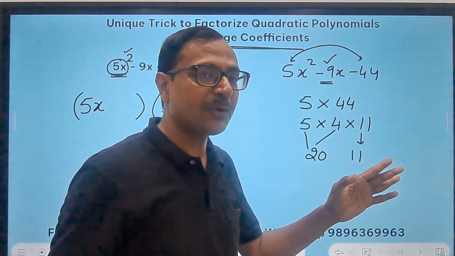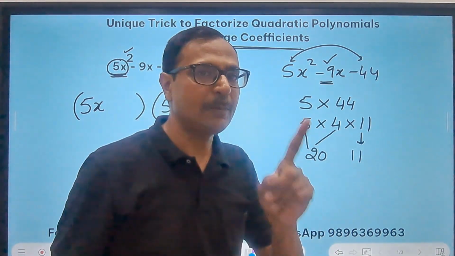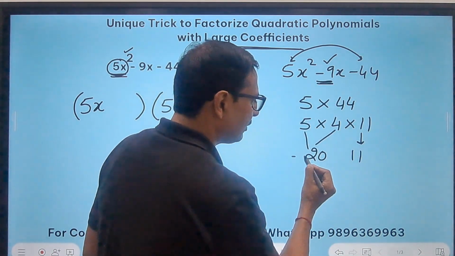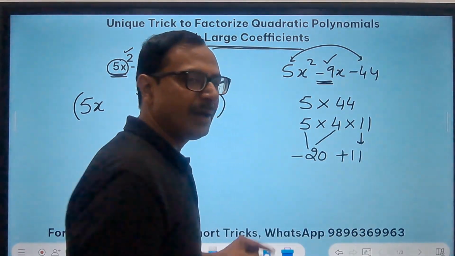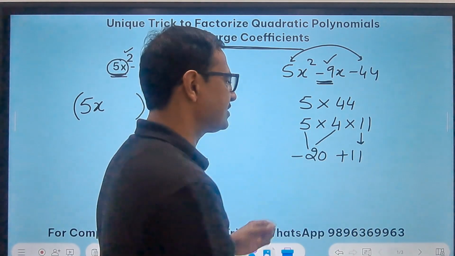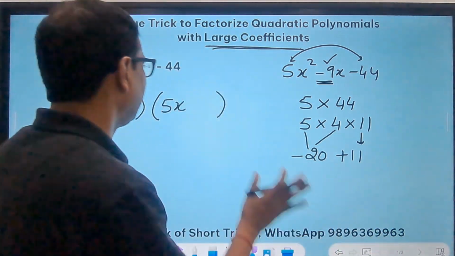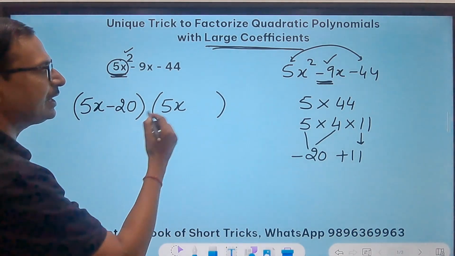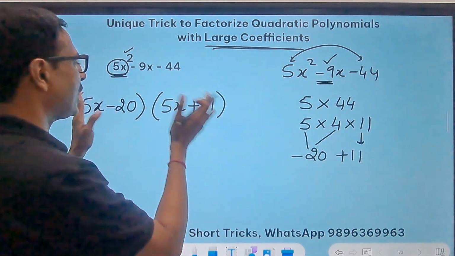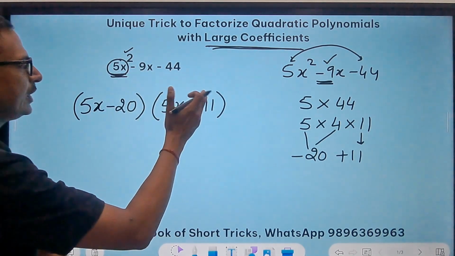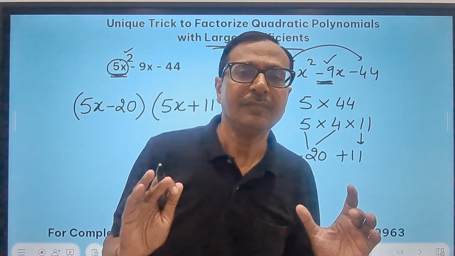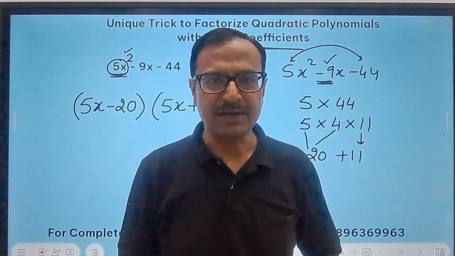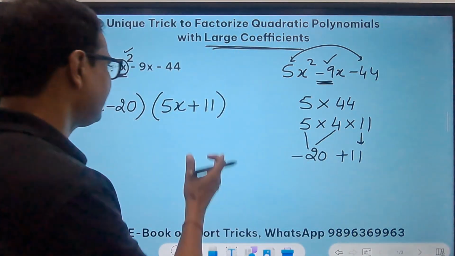So 20 and 11 are going to be my factors, but what about the sign? I need a -9 here, right? So the larger one will be negative and the smaller one will be positive. Now these 2 integers, -20 and +11, I'll have to write here in the second part of each bracket, -20 and +11. You can swap them, you can write +11 here or -20 here, that doesn't matter. The order in which you write the factors doesn't matter in quadratic polynomial factorization, right? Now, is that the final answer?